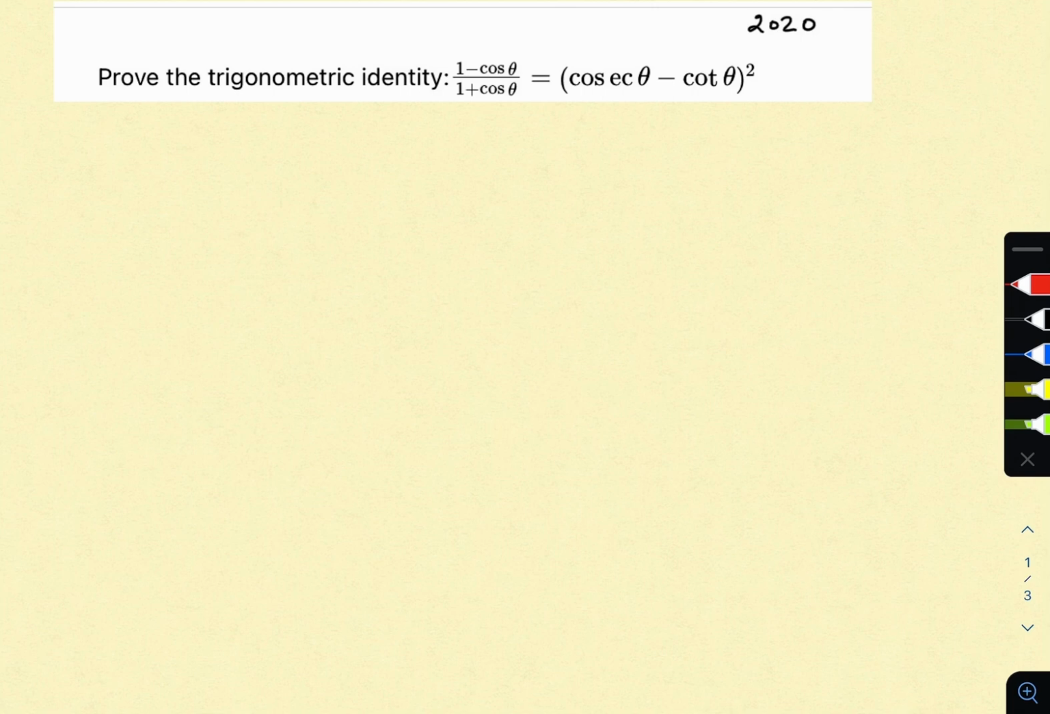So be focused on this question only, then the rest of the 2 questions, pause the video and try to solve them. Okay, so how to do such questions? We have to identify the different types of trigonometric questions.